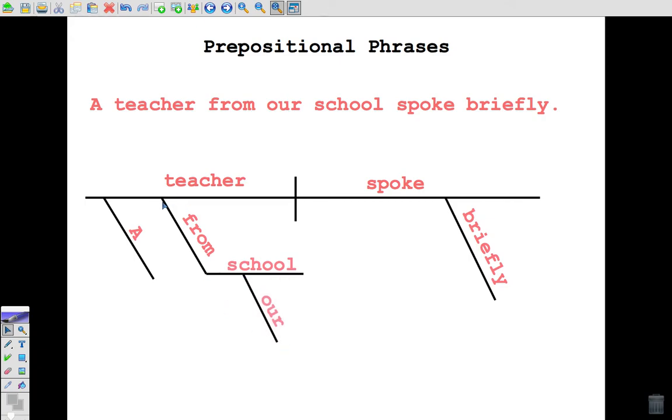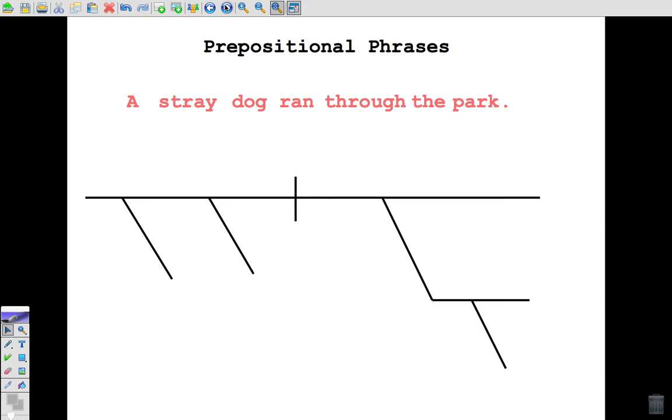Very simple. Preposition is on the diagonal line. Object of preposition is on the horizontal line. And our, or any adjective, is on a diagonal. Spoke is the main verb, the action verb. How did the person speak? Briefly. That's an adverb, so it comes off diagonally. Pretty simple. Let's try one.